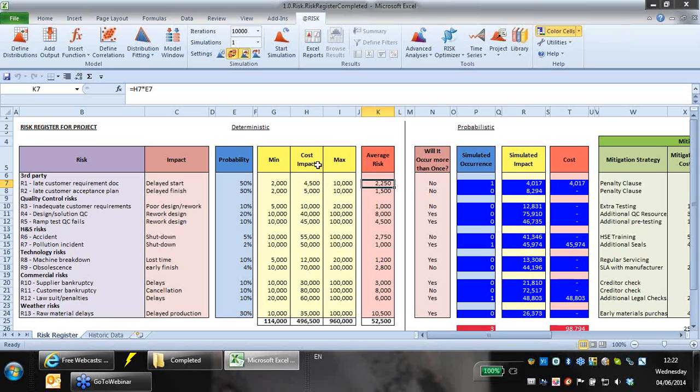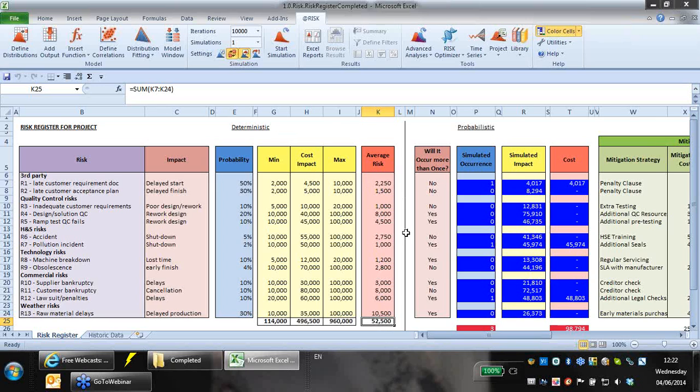And so we've taken the most likely value here, multiplied it by the probability, and we've got an average risk figure. For this particular project, the average risk is going to be 52.5 million, which is based on the average. But of course, this is not necessarily the best way of doing things, because all this is showing us is what happens in the average set of circumstances.